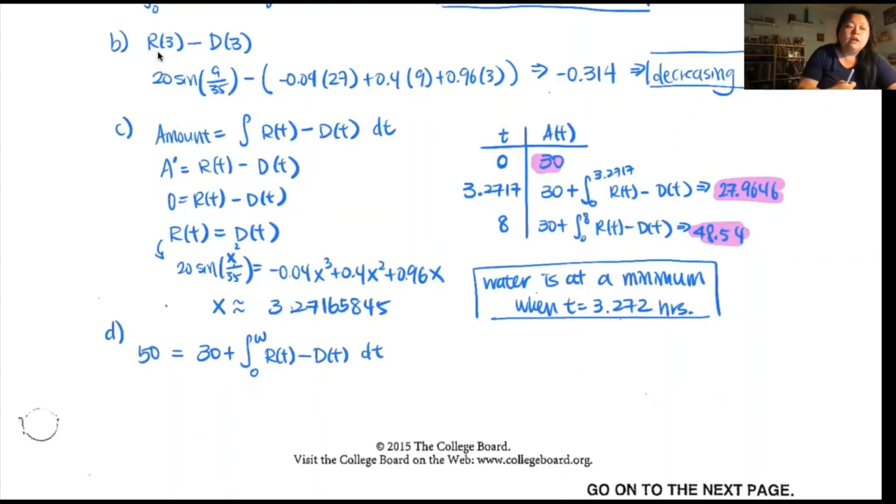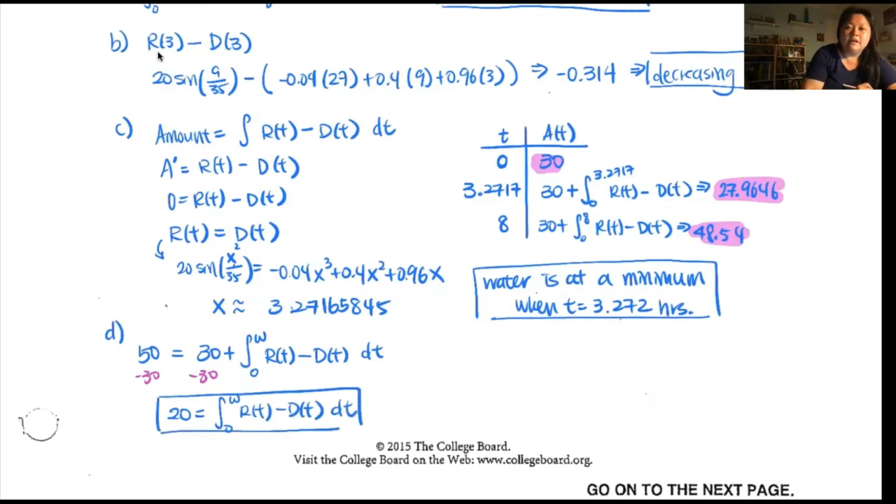And that's your setup. Now we'll clean up a bit. I'm not sure if they want you to clean up, but it doesn't hurt. We can subtract 30 on both sides to make this a little bit cleaner, so that my equation is really, not 50, sorry, I apologize, it's going to be 20 equals the integral from 0 to W of R of t minus D of t dt. Okay, and that's it.